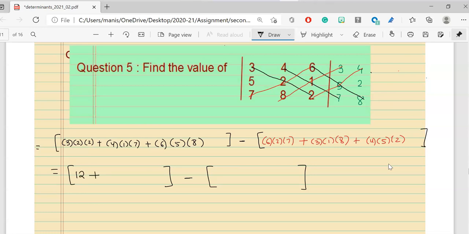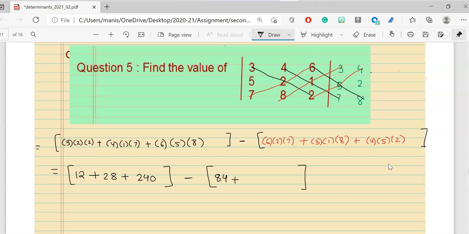4 times 1 is 4, 4 times 7 is what? 28. Plus sign, 6 times 5 is what? 40, 40 times 8, 4 times 8 is 32, so it is 320 over here. I think I messed up somewhere. 6 times 5 is 30, this should not be 320, it should be 240. Yes, 240. Now it is 6 times 2 is 12, 12 times 7, so what is 12 times 7? It is 84.